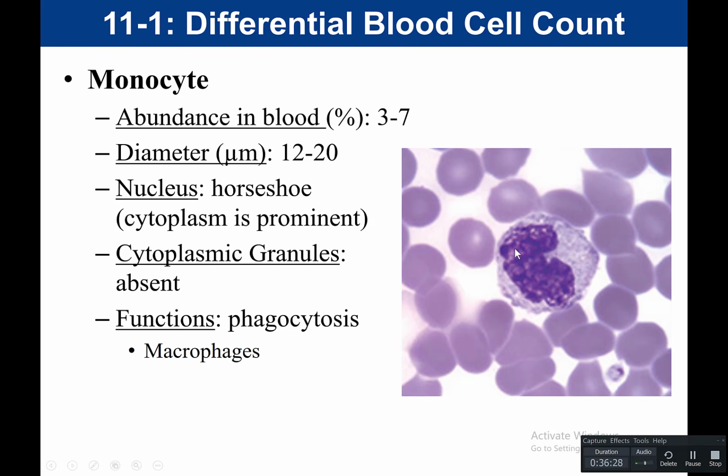Monocyte, you're looking for this horseshoe-shaped nucleus. And in this case, you can still see some cytoplasm, but it has this very prominent nucleus that is shaped as a horseshoe. Monocytes are relatively large. If you compare how big this is relative to the red blood cells, you'll notice that this monocyte is quite large. You want to know that they function for phagocytosis and that monocytes give rise to macrophages. So again, all of these things on the slide are things that you want to know.